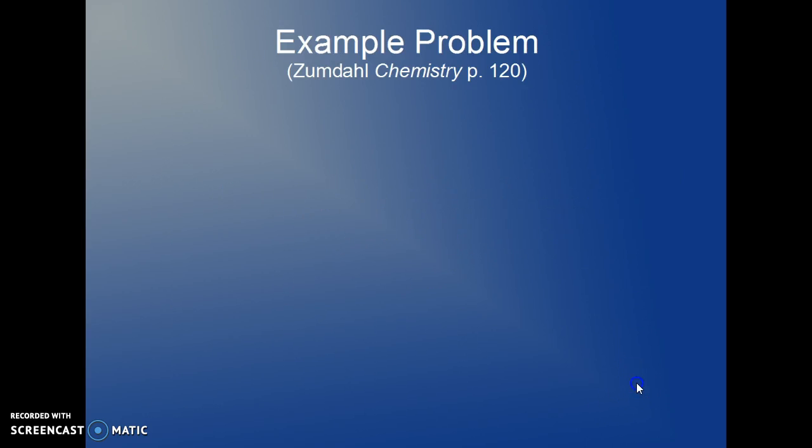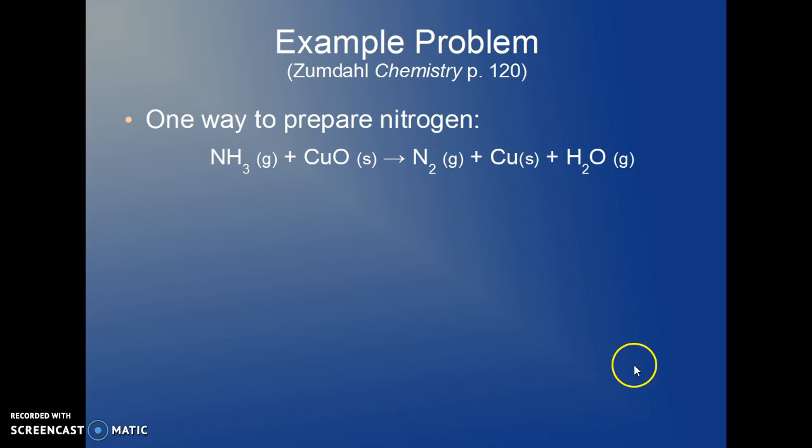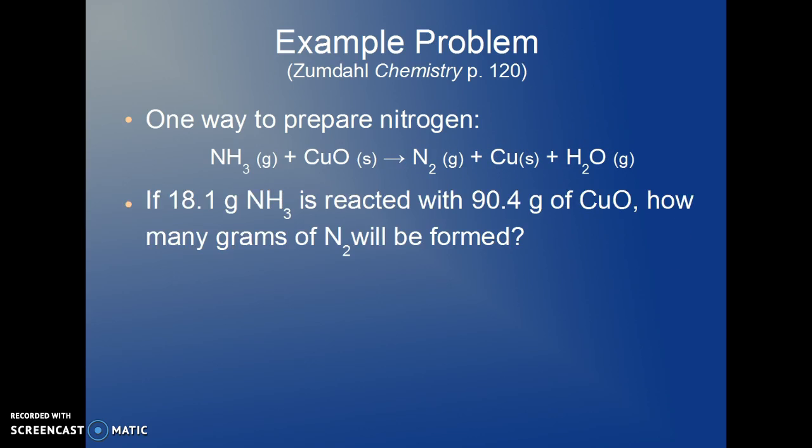Let's take a sample problem. There is a way to prepare nitrogen gas by reacting ammonia gas with hot copper-2 oxide to form the nitrogen gas, copper metal, and steam. The problem we have is: if 18.1 grams of ammonia is reacted with 90.4 grams of copper-2 oxide, how many grams of nitrogen gas will be formed?